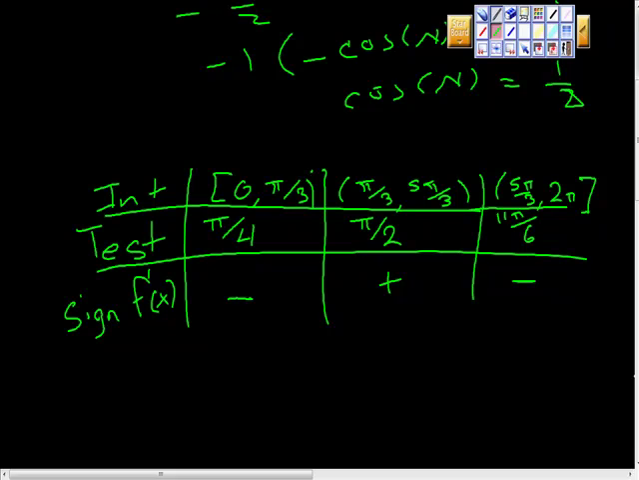And just in summary, the question asks for the critical values of that function, which are noted on the graph. At pi thirds, there's a change in slope, and at 5 pi thirds, the slope changes back. At pi thirds, the slope changes from negative to positive. From pi thirds to 5 pi thirds, it remains positive, and then once it reaches 5 pi thirds, it goes back to negative.